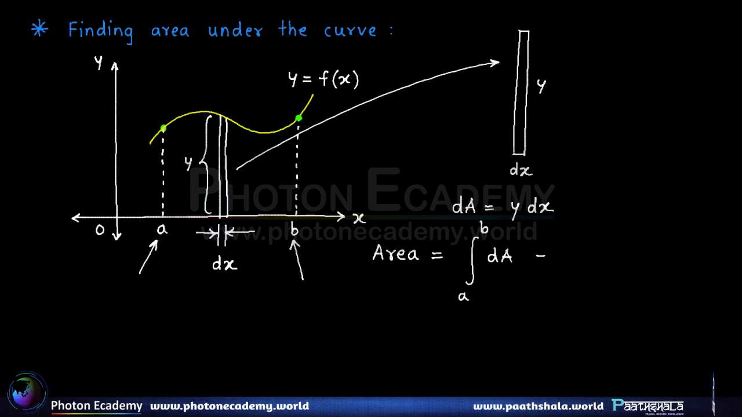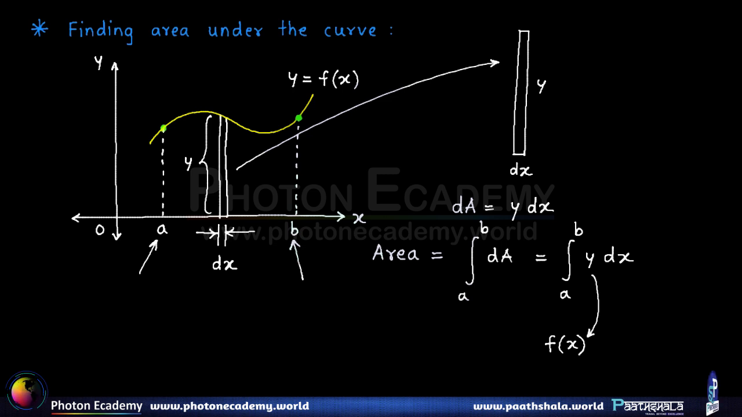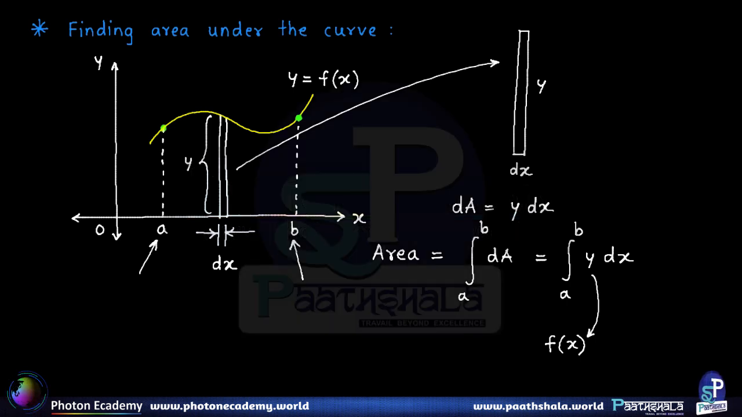So the area turns out to be the integral from a to b of dA, which is y dx. Since y is given to us in the form of the definition of the function, we know how to express y in terms of x. Once we put y as f of x, we can calculate the integral of f of x using all the known methods that we have seen, and integrate that between the limits a to b. Finally we evaluate using the limits a and b. That is the way to find the area between a curve and the x-axis.